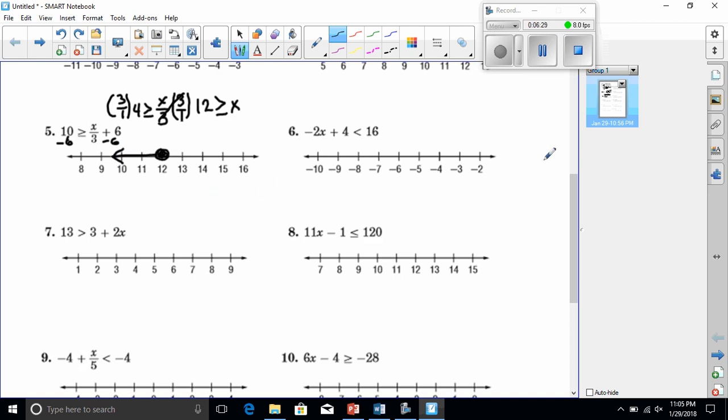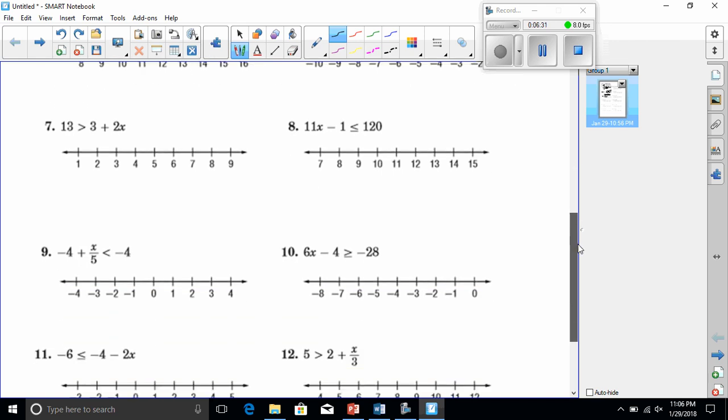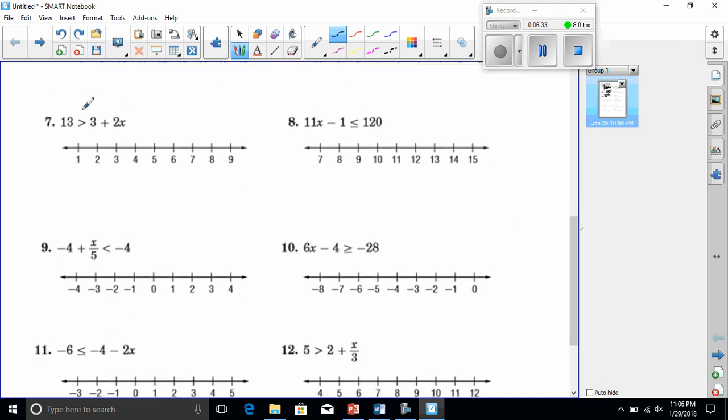All right, let's go ahead and go to number 7. Number 7 states 13 is greater than 3 plus 2x. Well, again, I can take a positive or a negative 3 to this side, which would get rid of my 3. Whatever I do to one side, I have to do the other. And that's going to give me 13 minus 3, which is 10.